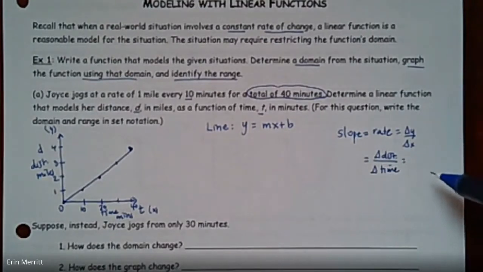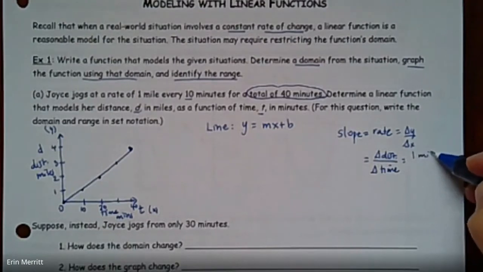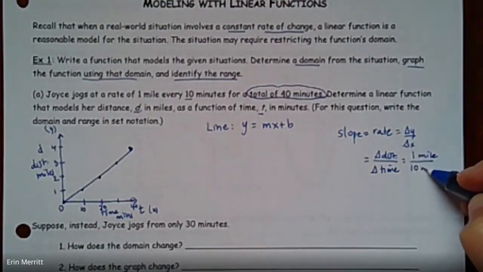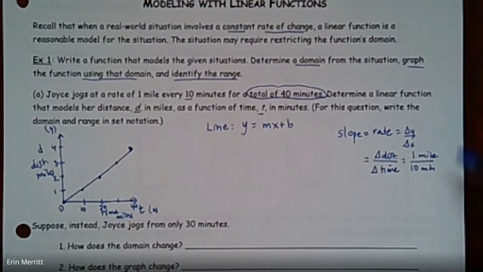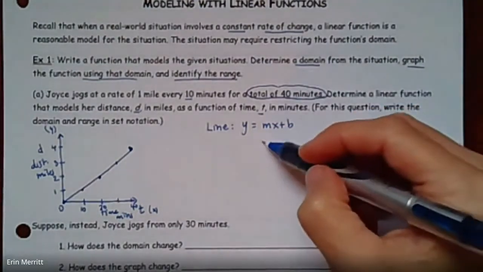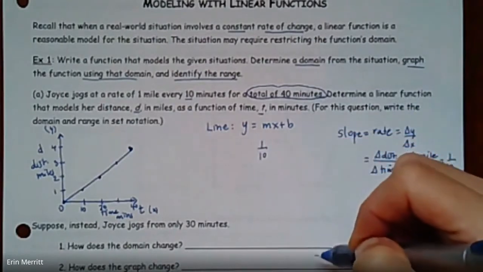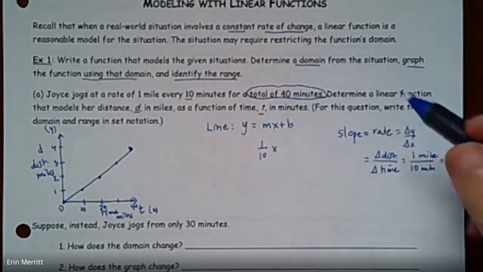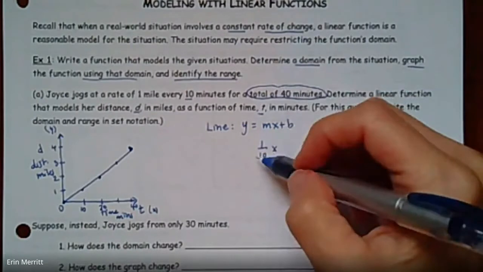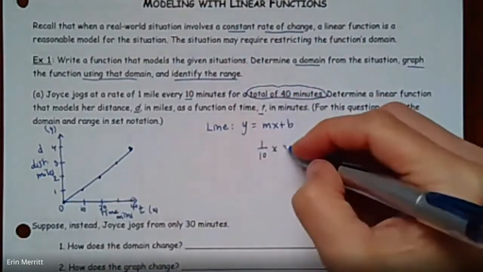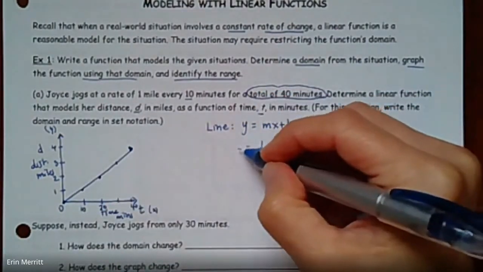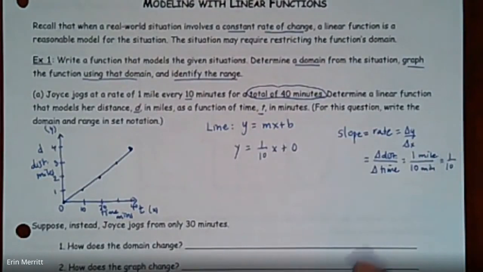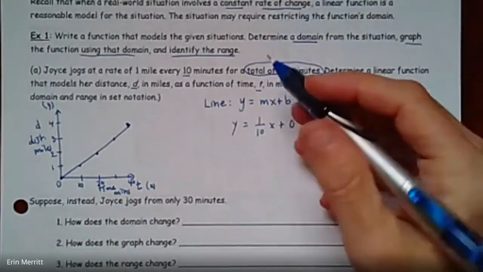So when we think about it in that regard, for every 1 mile, it's taken her 10 minutes. So your rate would be 1/10 here. Right? So that would go in for our slope. And then as for where she's starting at, well, starting at 0 in this case. So we can put just a 0 here. And there's our equation. Now let me turn it into distance and time.